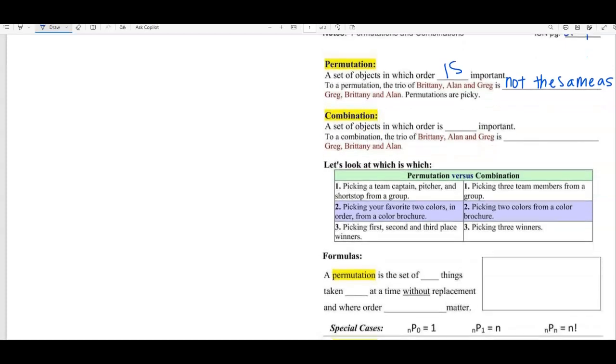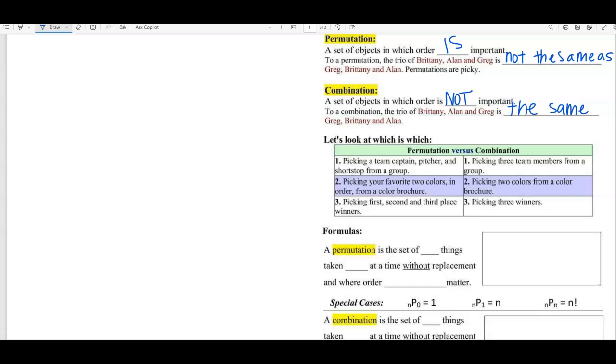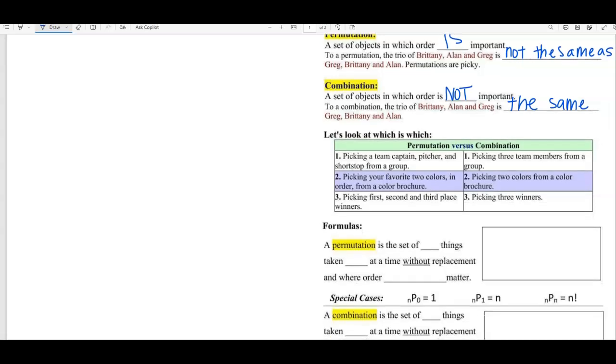Whereas a combination is a set of objects in which order is not important. So to a combination, the trio Brittany, Alan, and Greg is the same as Greg, Brittany, and Alan. As long as I have a combination of them, I just need one. So let's look at how to tell the difference between a permutation versus a combination.